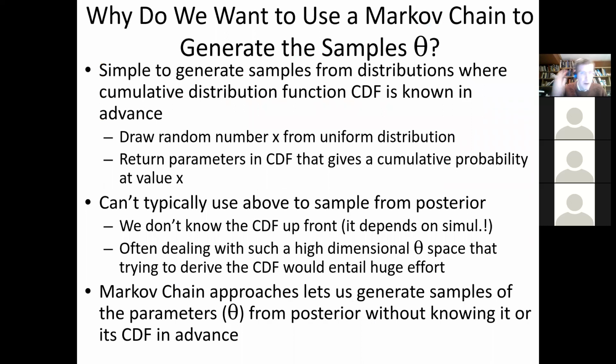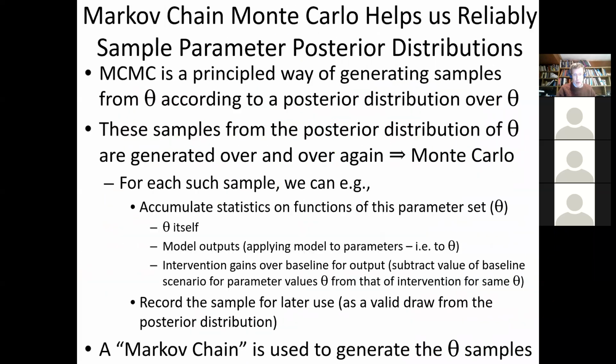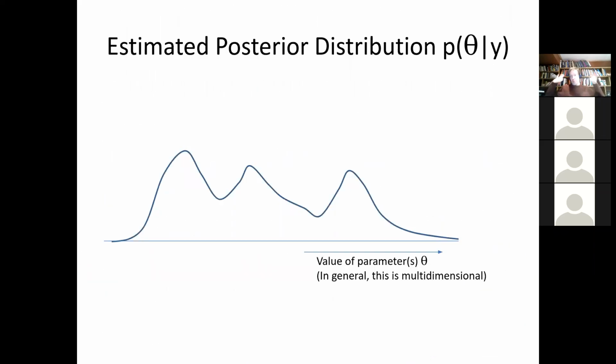So what we're going to do is, if we can evaluate the value of the posterior distribution at different points, it allows us to sample from it. So some time ago, I showed you this graph here, some posterior distribution.